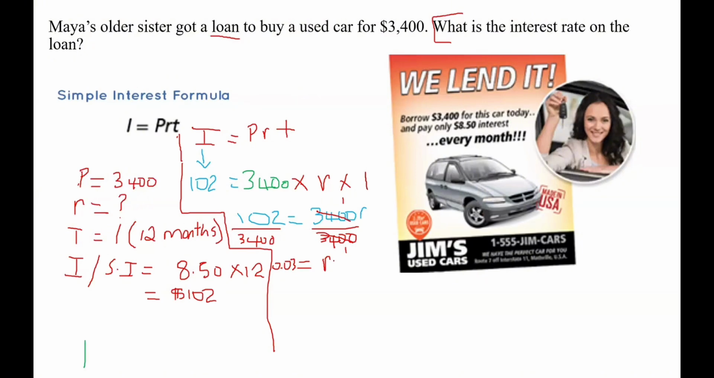But we are not finished yet because remember that R represents interest rate, which is a percent. And to convert to percent, we multiply 0.03 by 100. When we multiply that, we get 3. And it must be written as a percent, so it's going to be 3%. So the rate by which you repay the loan is 3%. And that is how you find or calculate interest rate using the simple interest formula.